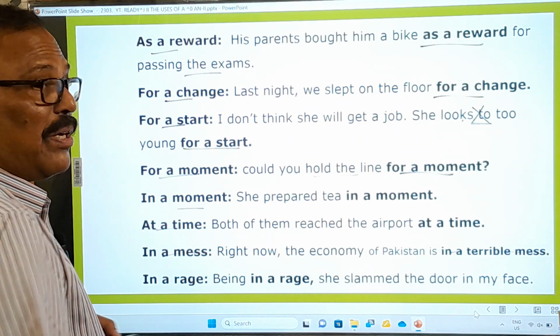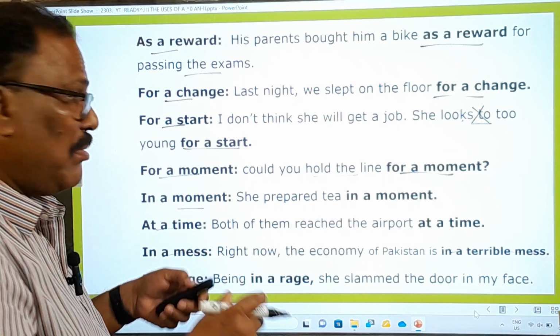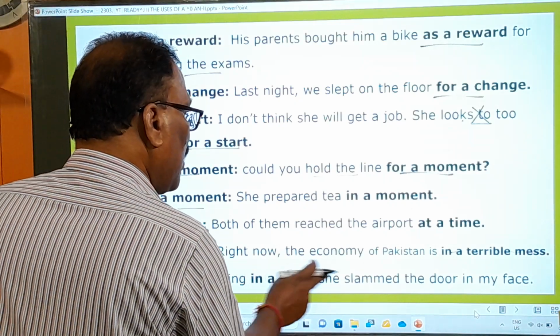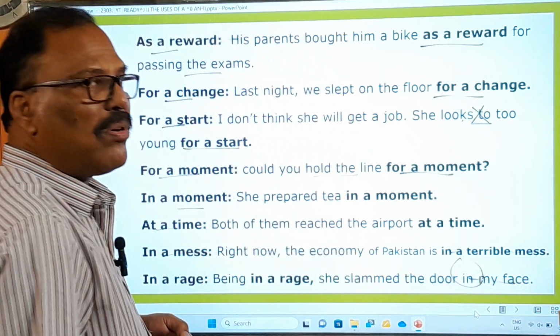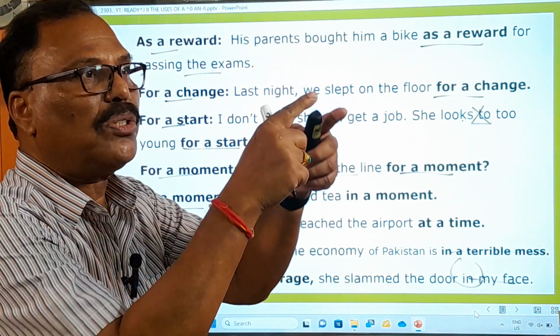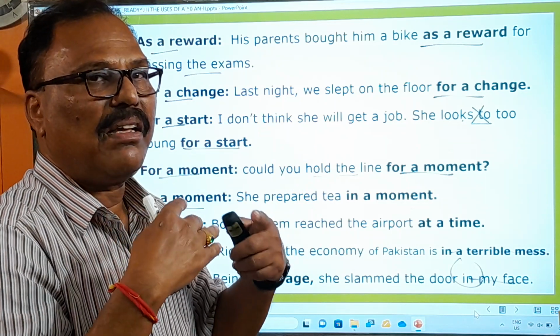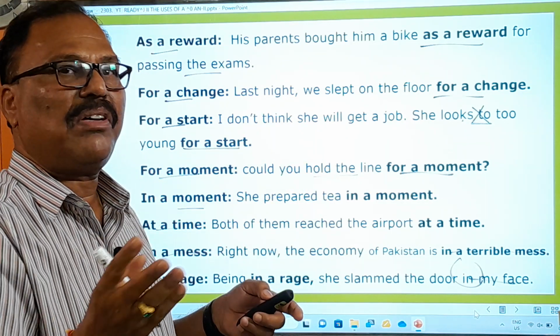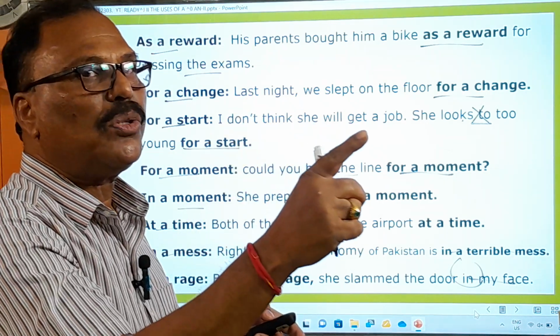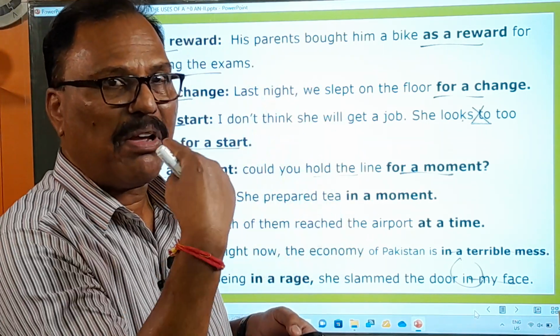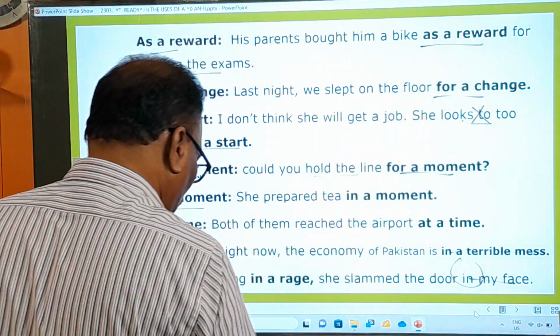In a rage means in anger. Being in a rage, she slammed the door in my face. Remember, don't say "on my face." If you say "she closed the door on my face," it is your mother tongue influence. You have to say, she closed the door in my face, not on my face. Of course, it's a small deviation.